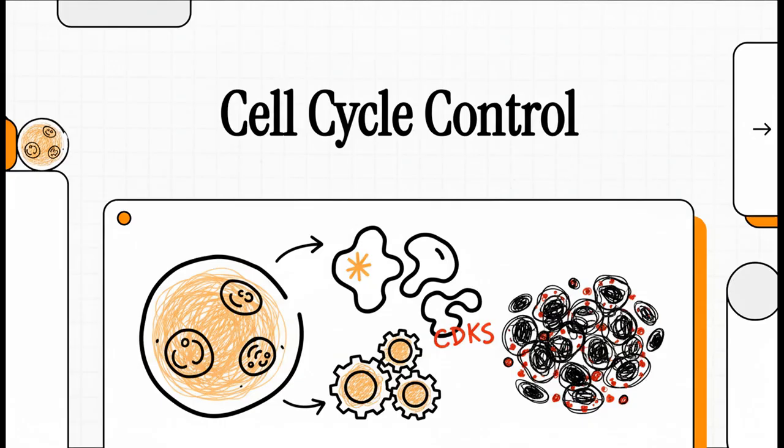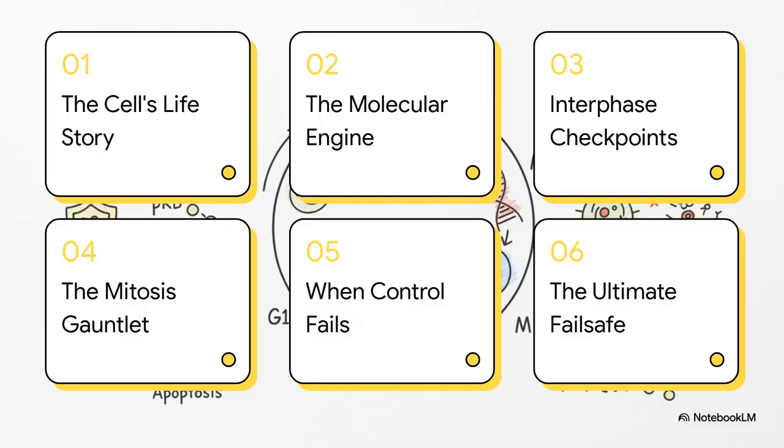Let's get into it. So, here's our game plan. We'll start with the basic life story of a cell, its timeline. Then, we'll meet the molecular engine that's actually driving everything forward. After that, we'll navigate the crucial checkpoints that make sure everything is perfect, and witness the high-stakes drama of division itself. And of course, we'll have to look at what happens when this beautiful system breaks down, and finally, we'll check out the ultimate failsafe a cell has to protect the organism.